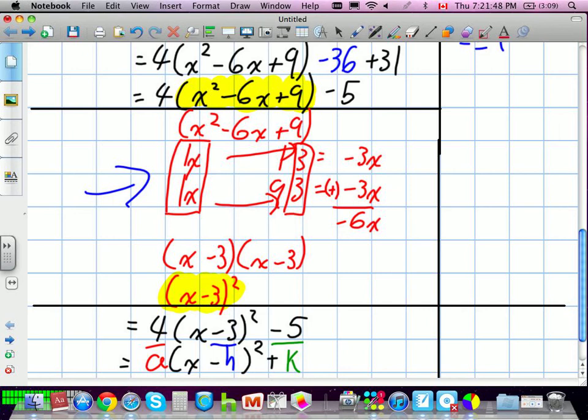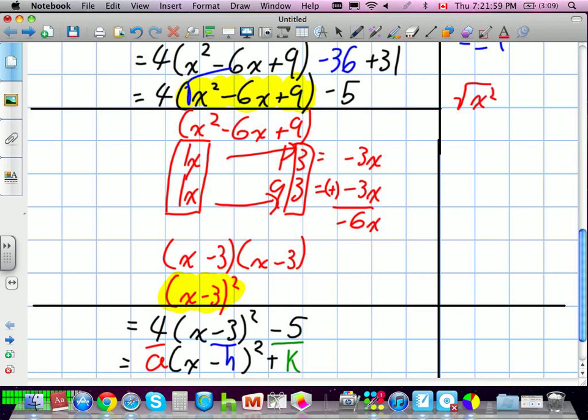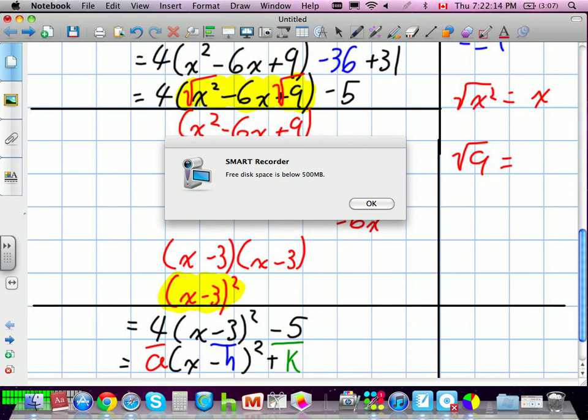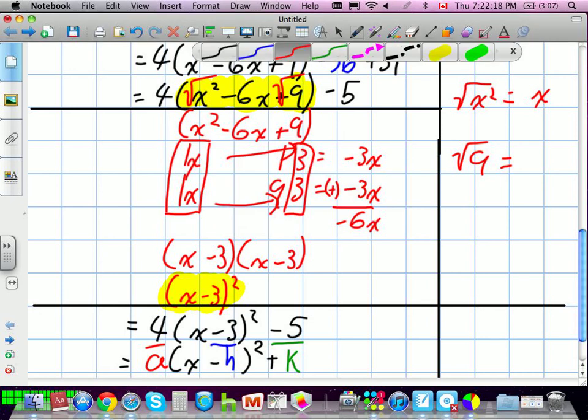So the fast way to do this is to find the square root of x squared, and find the square root of 9. Okay? What's the square root of x squared? Yeah, plus or minus x, but we're going to go with the positive version. And for 9? 3.